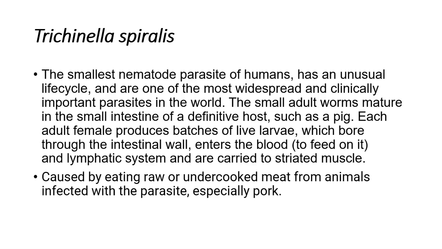The adult worms mature in the small intestine of a host, usually a pig, and the adult female, as I said, produces batches of live larvae which bore through the intestinal wall and enter the bloodstream and then go basically to the striated muscle. And the same thing happens to us. So when we get it, it goes into our striated muscle, but mainly it's in these animals.